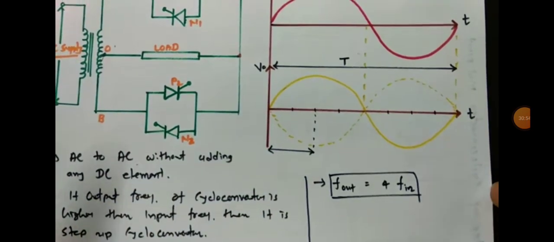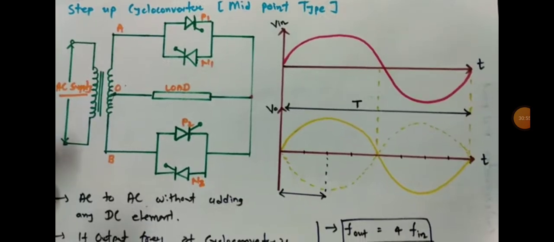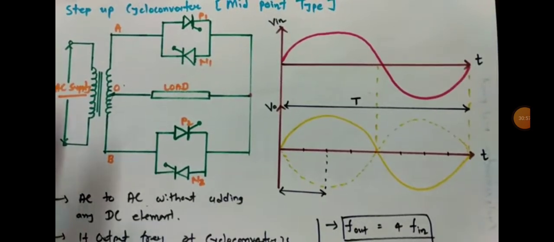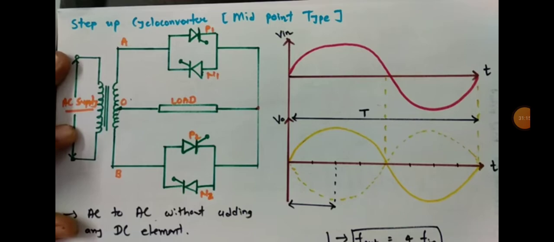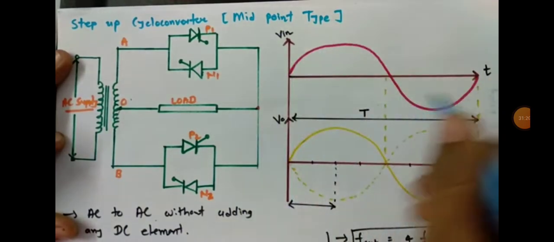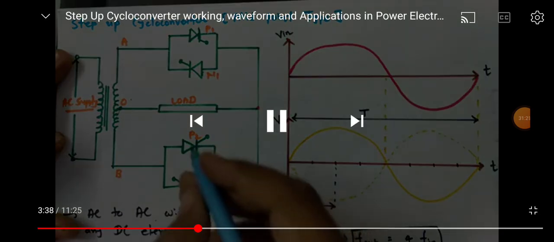So let us begin the working of this step up cycloconverter with this goal where output frequency is 4 times the input frequency. Here we have this cycloconverter circuit, in which I'll be explaining what will happen during the positive half cycle and what will happen during the negative half cycle. So this is my input V in.